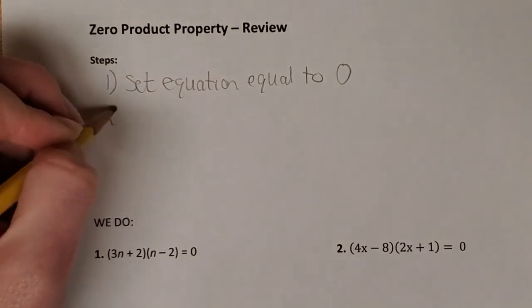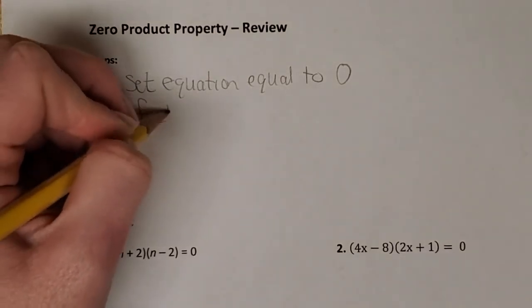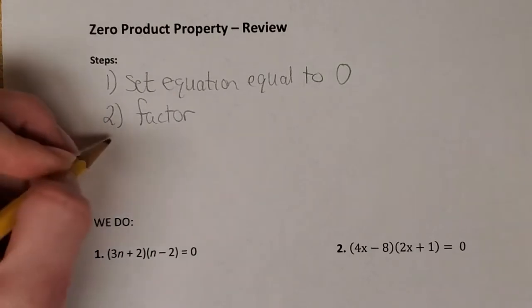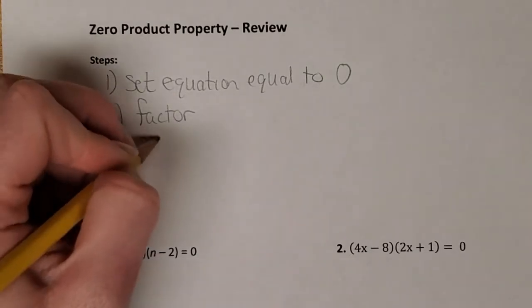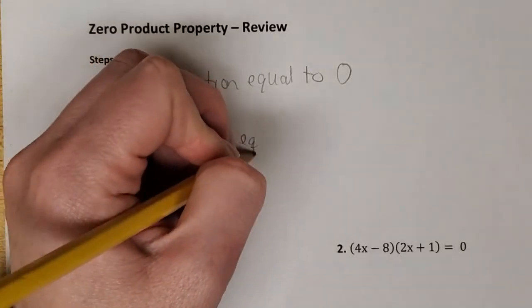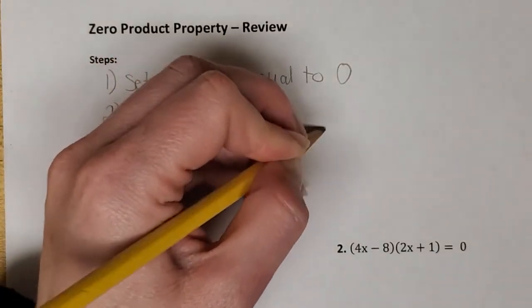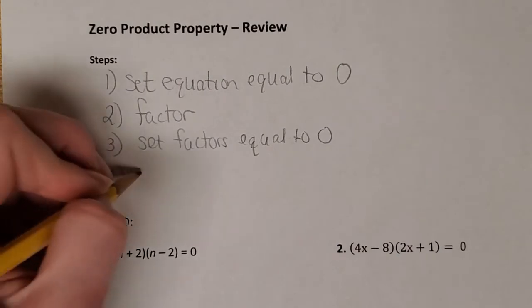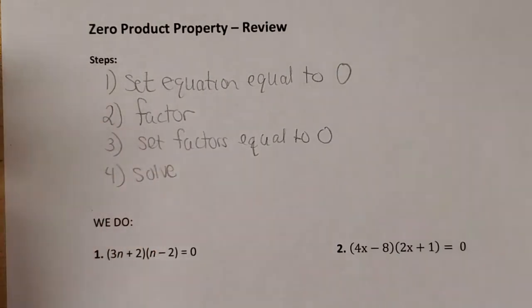Step 2 is to factor. Step 3 is to set the factors equal to 0. And step 4 is to solve. Okay, so let's look at number 1.